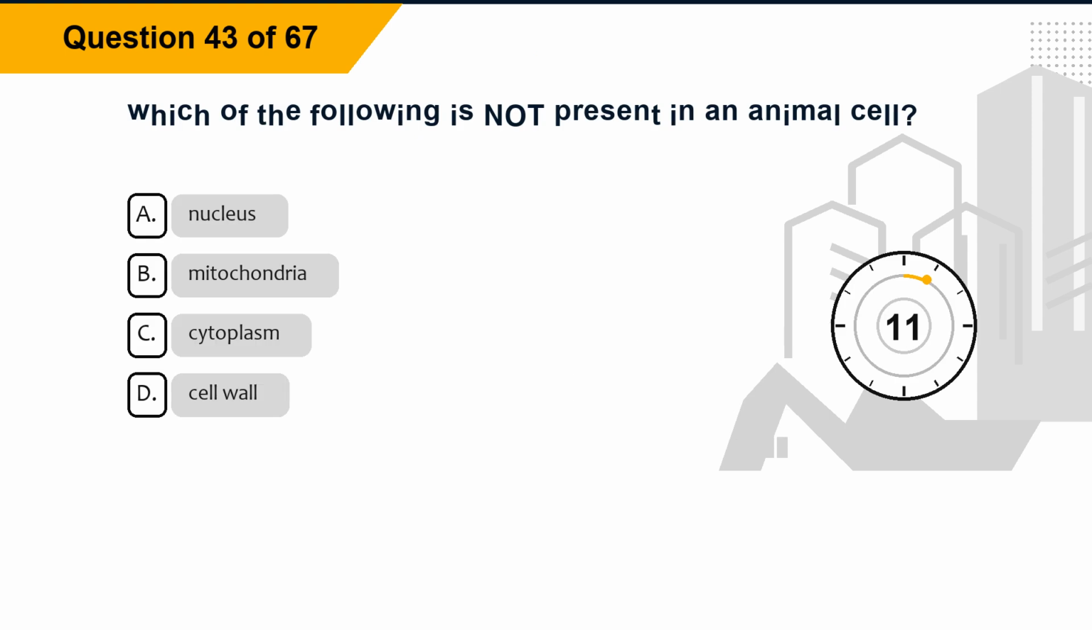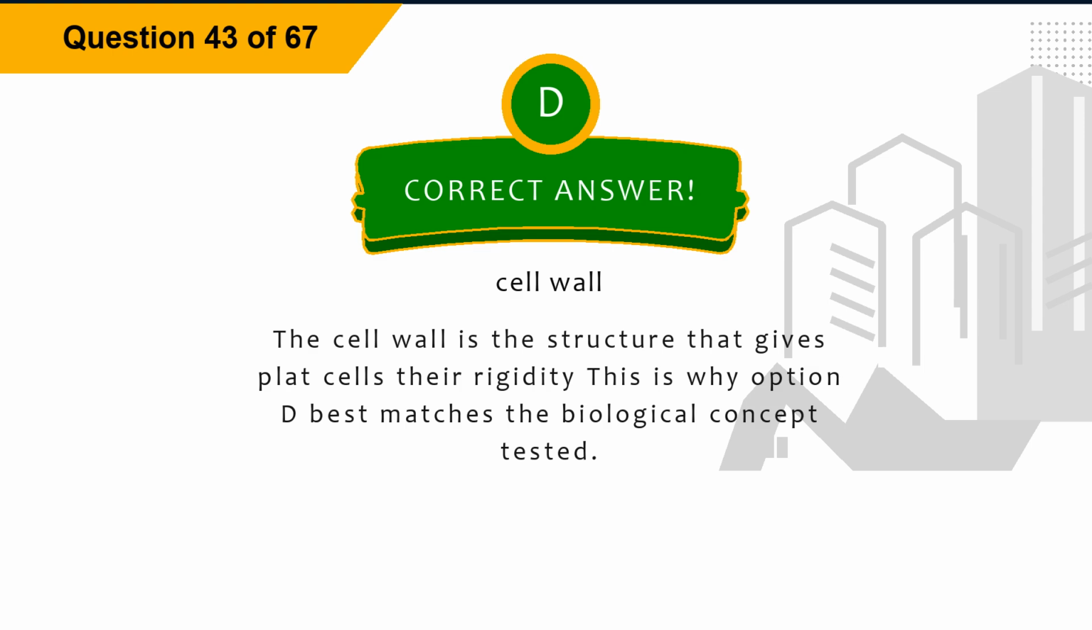Question 43. Which of the following is not present in an animal cell? Option A, nucleus. Option B, mitochondria. Option C, cytoplasm. Option D, cell wall. The correct answer is option D, cell wall. Explanation. The cell wall is the structure that gives plant cells their rigidity. This is why option D best matches the biological concept tested.